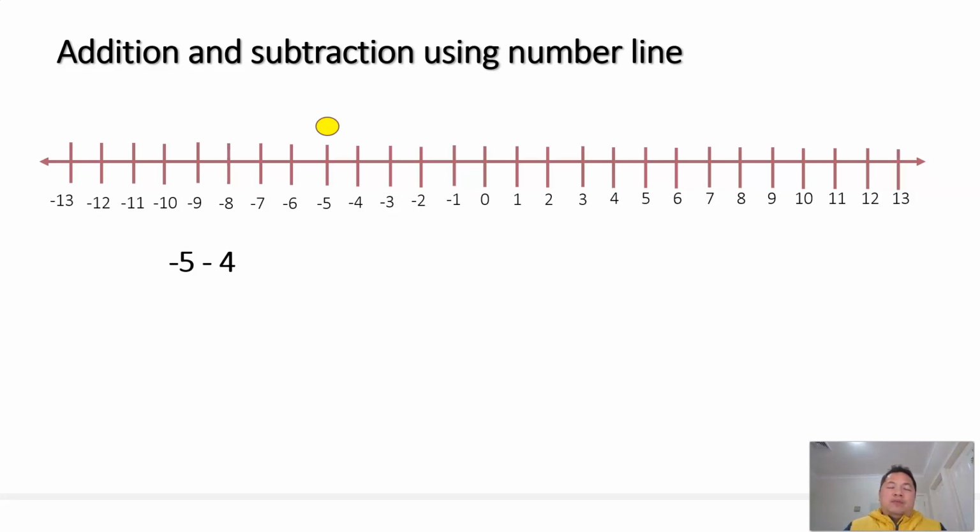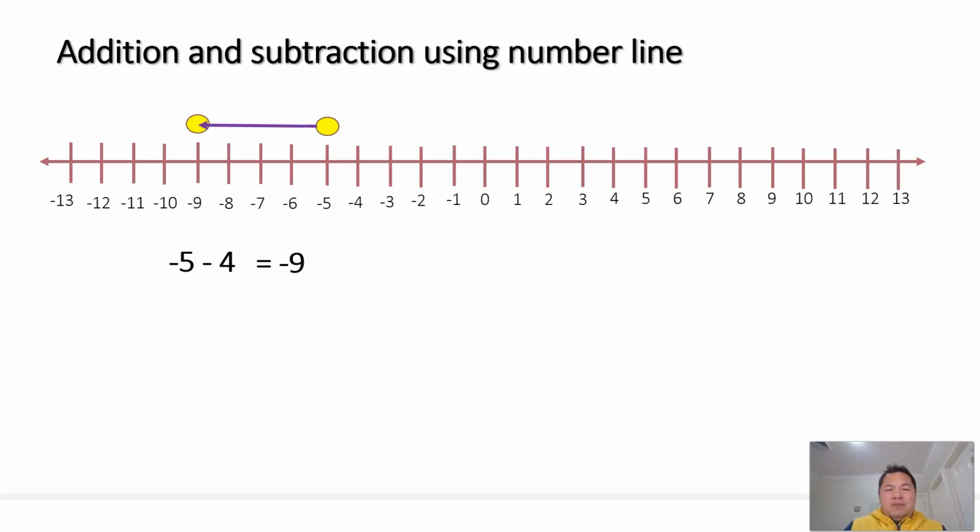-4, when I'm at -5 and -4 again, means my value will get even smaller. When it gets even smaller, I move to the left. How many steps do I move? I move 4 steps to the left. And that's how I get minus 9 as the answer.